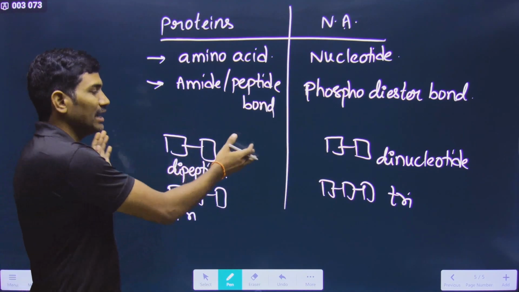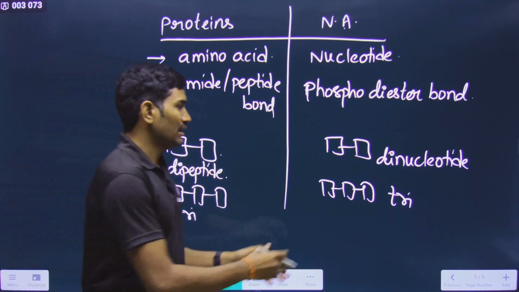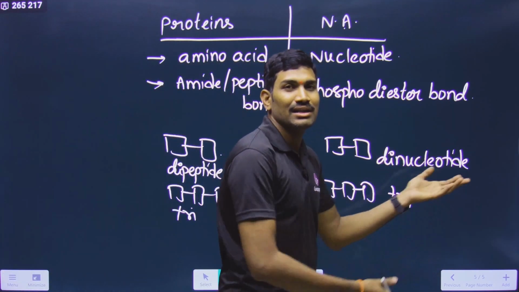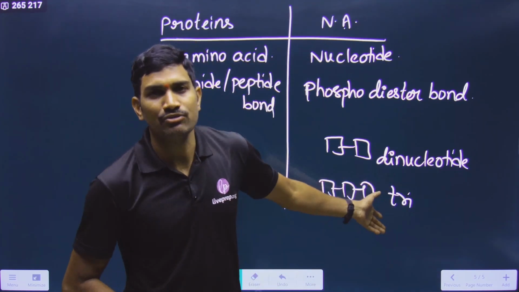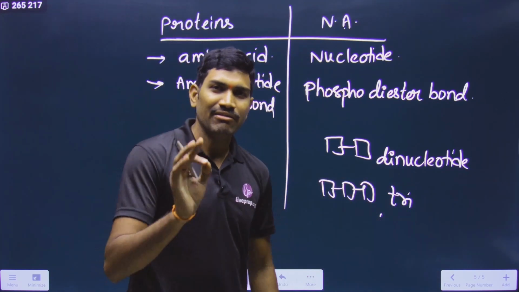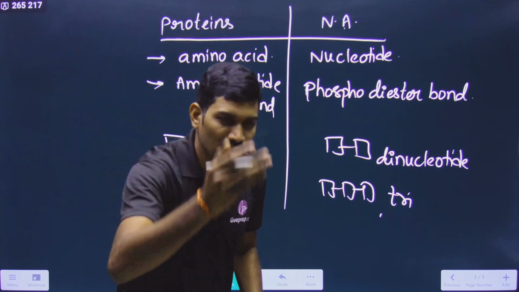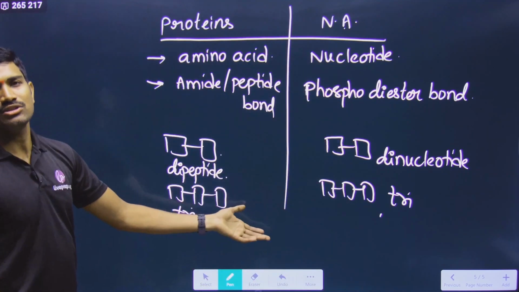And here if many are present, it is called a polypeptide. That is nothing but protein. And here if many are present, it is called a polynucleotide. That may be either DNA or RNA based on the type of sugar present. If it is DNA, all the nucleotides will have deoxyribose. If it is RNA, all the nucleotides will have ribose sugar. In this way, you can compare these two things.